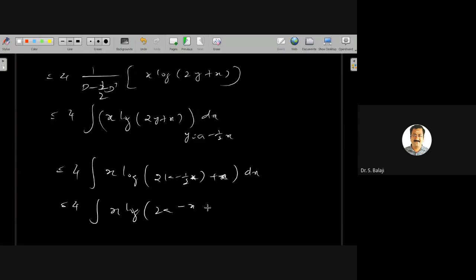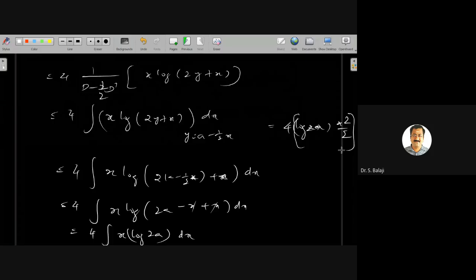Minus x, 2 get cancelled, plus x. X get cancelled, so log again. Log 2a is constant, therefore log 2a times x square by 2. Integration will be x square by 2.